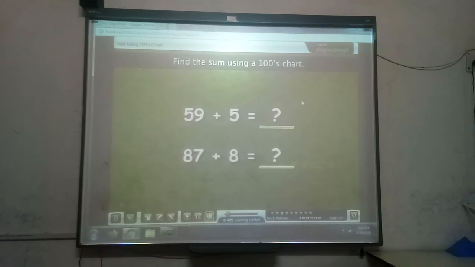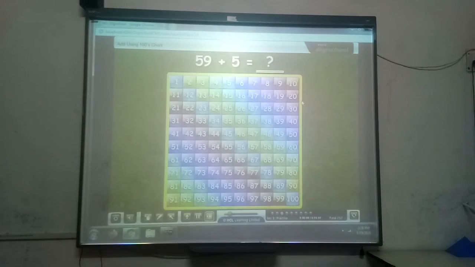Time to practice. Add 59 and 5. First locate 59 on the chart. Then move 5 places right. This move brings us to 64. So the sum of 59 and 5 is 64.